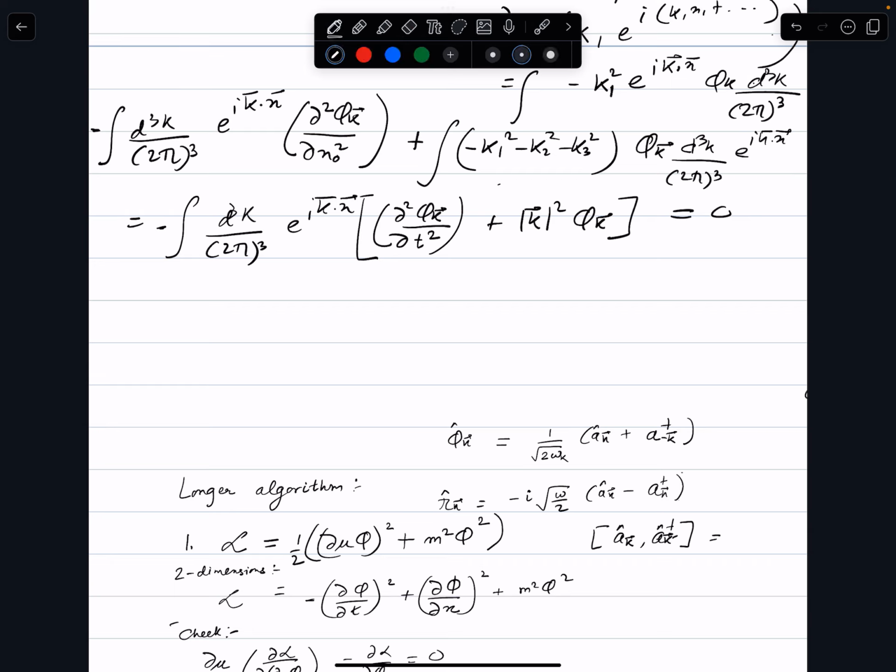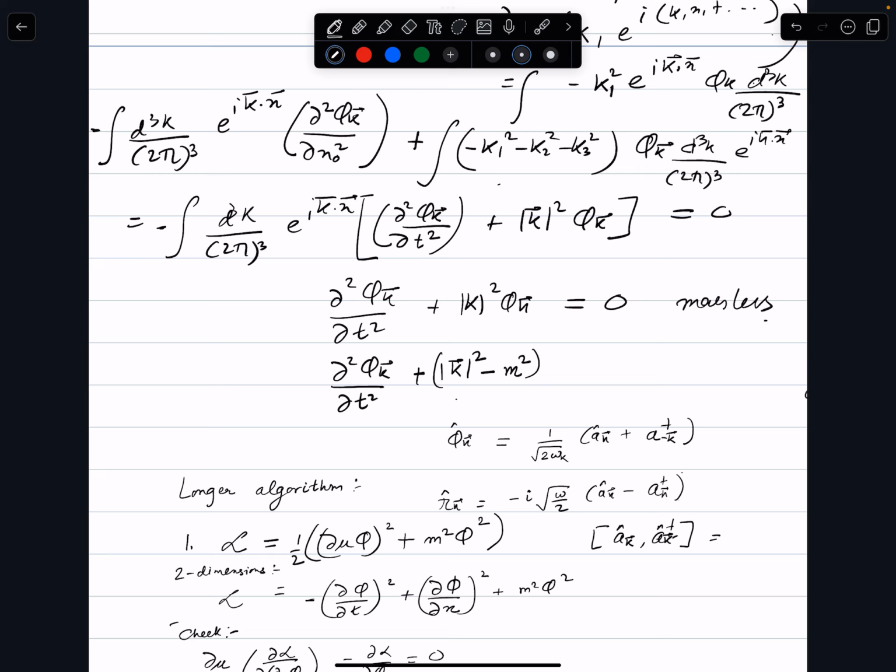So the equation for the massless case is this. This is massless, and when we have a massive scalar, we have ∂_t² plus k² plus m² φ_k equals 0. This is massive.